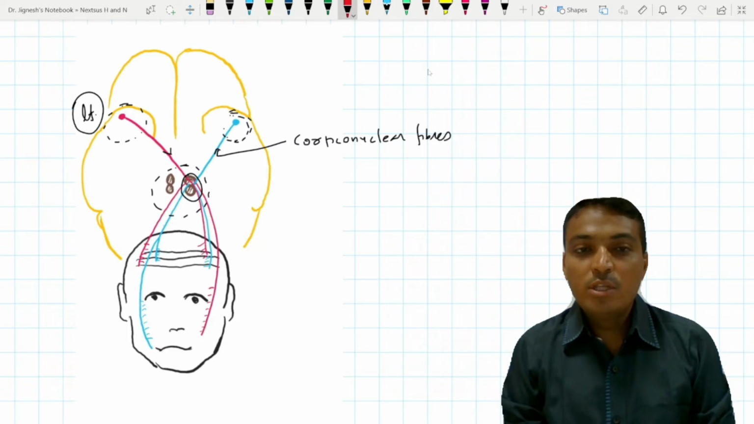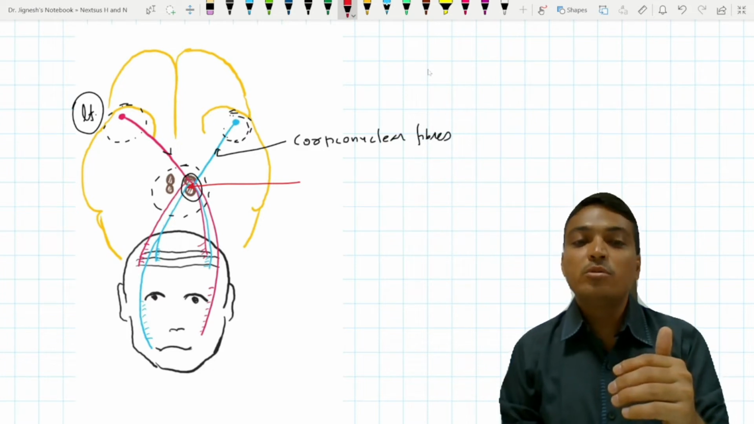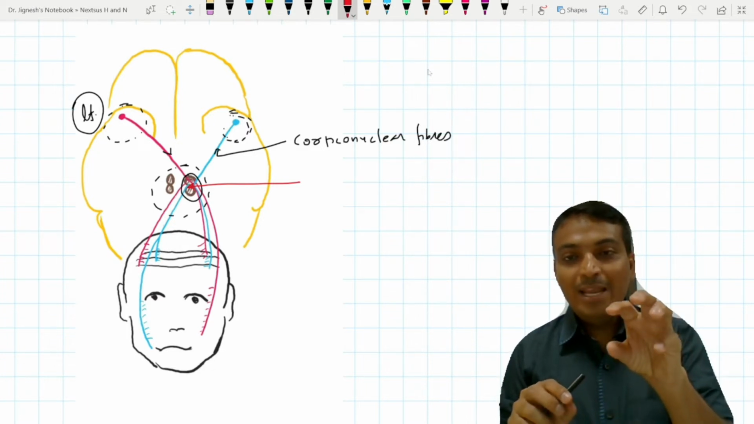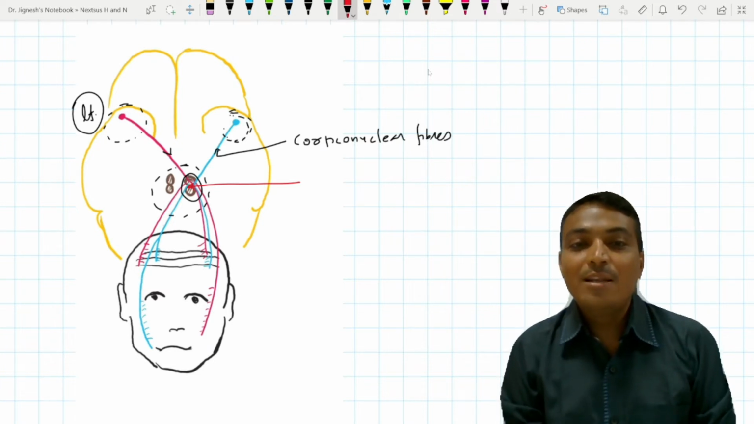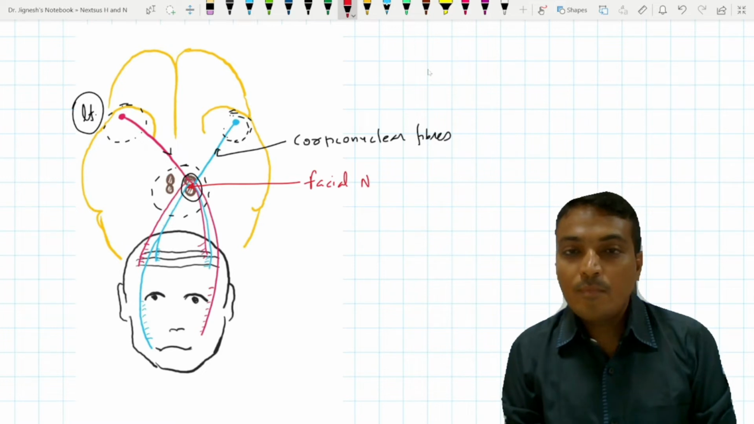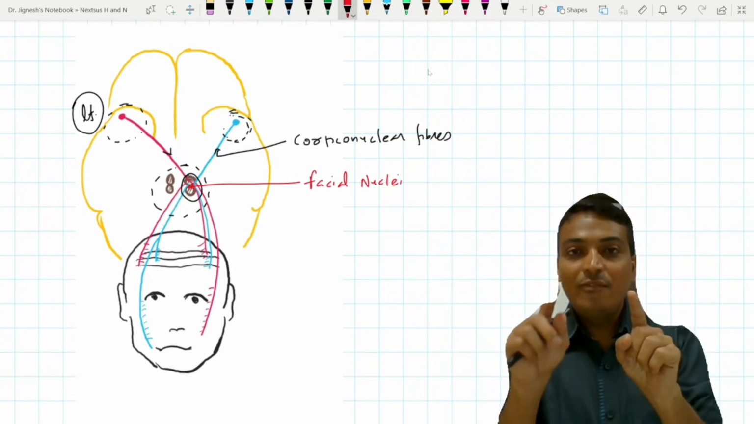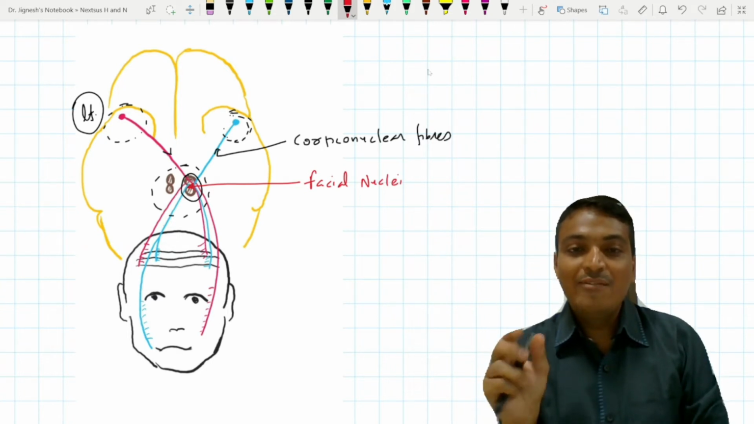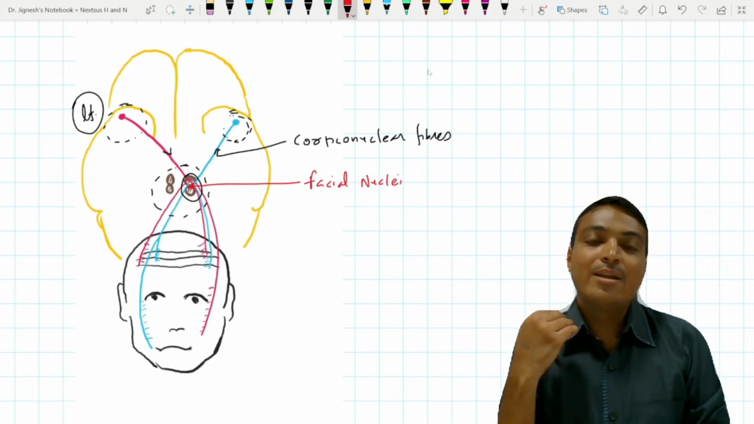Now, when we talk about the facial nerve nuclei, this facial nerve nuclei is situated in the caudal part of the pons, and it is not in the form of a single nucleus. There are many subgroups of nuclei present within the facial nerve nuclei. And from this subgroup of the facial nerve nuclei, the fibers are going to arise and they will form the facial nerve itself and going to supply the facial expression muscles and the other territory of the facial nerve.